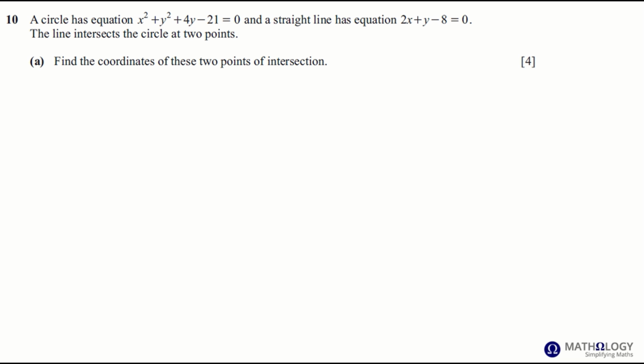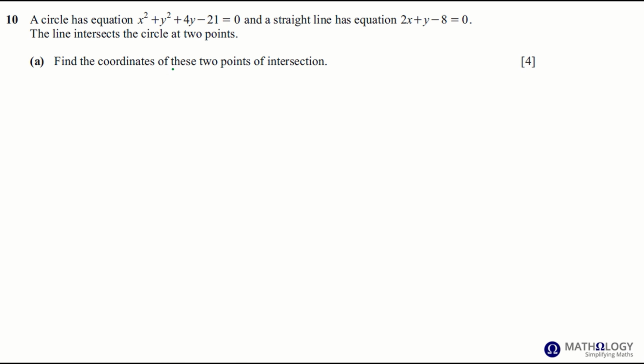Question 10. A circle has equation x squared plus y squared plus 4y minus 21 equals 0, and a straight line has equation 2x plus y minus 8 equals 0. The line intersects the circle at 2 points. Find the coordinates of these 2 points of intersection.